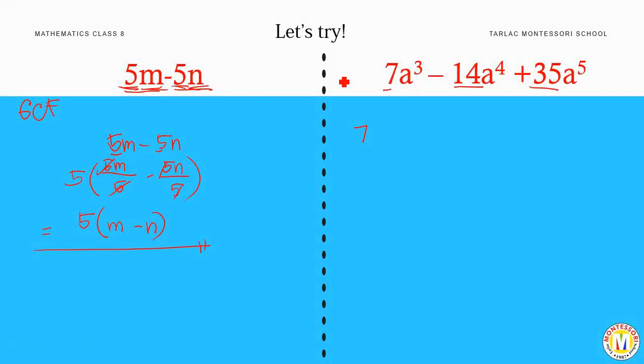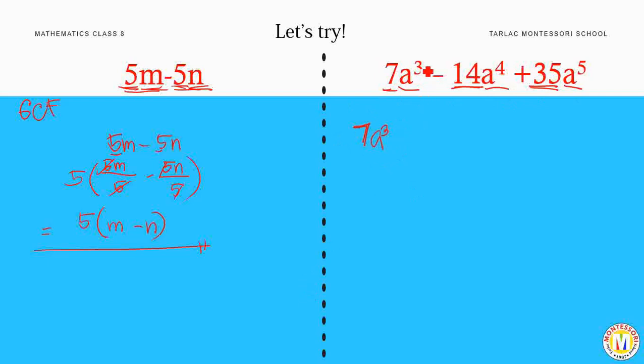Okay, the other one, we have the given 7a raised to 3 minus 14a raised to 4 plus 35a raised to 5. So how do we do that? The same process as we did with the other example a while ago. So we have here 7, negative 14, and 35. Their greatest common factor would be 7. So we'll move out 7 for their constants. A raised to 3, a raised to 4, a raised to 5. Their greatest common factor would be a raised to 3.